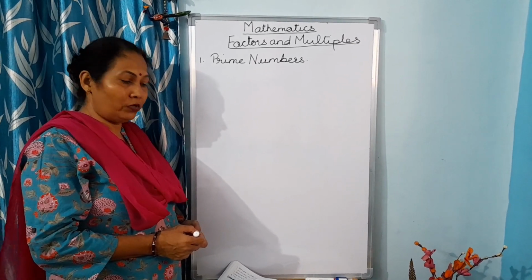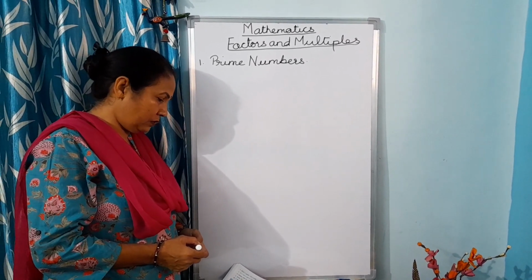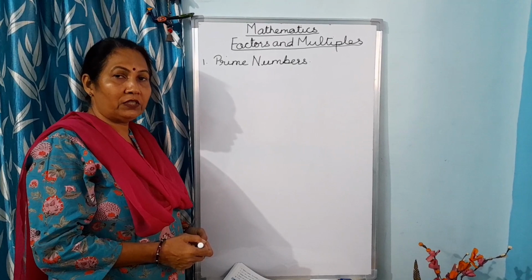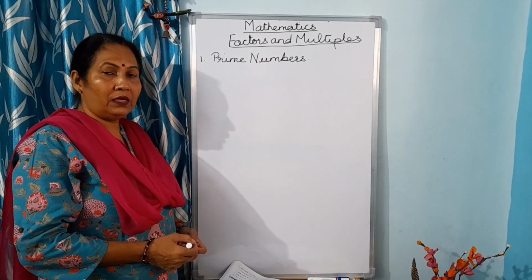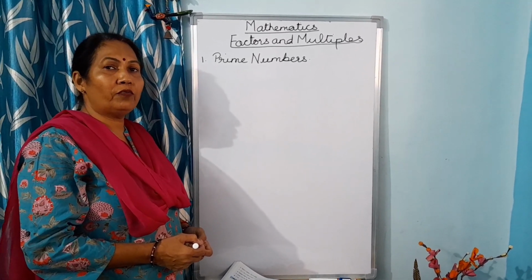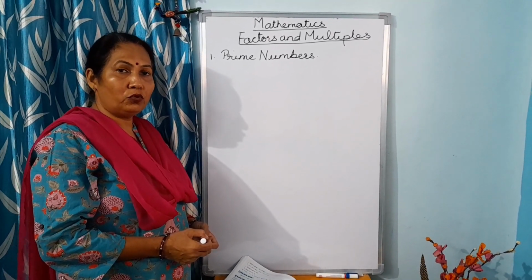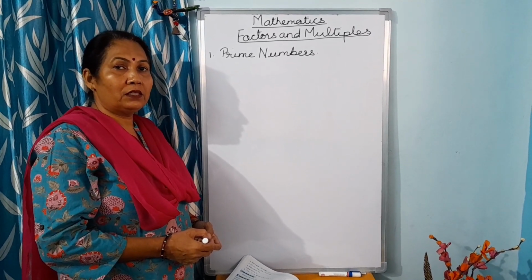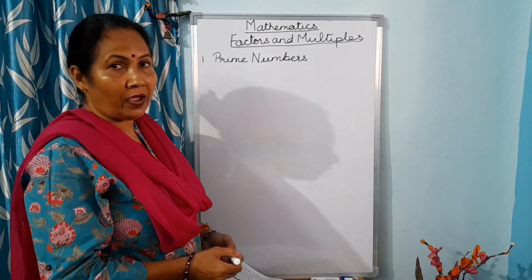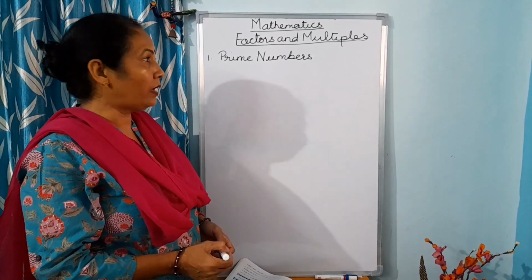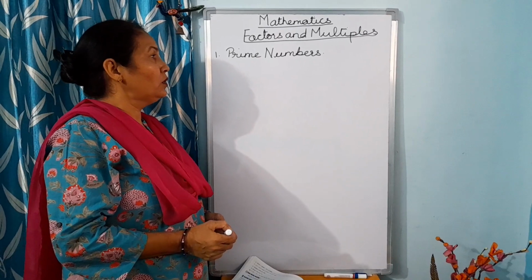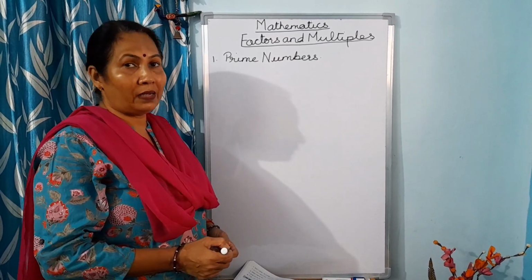Now we are going to do chapter 6, which is playing with numbers. In that you are going to do factors and multiples. In this chapter you will do many things like HCF and LCM also. I am going to explain you the first thing, that is prime numbers.